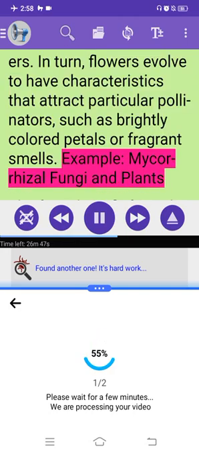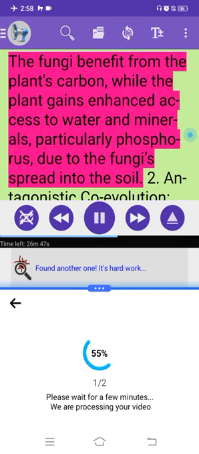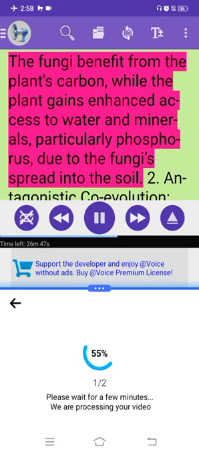Example, mycorrhizal fungi in plants. The fungi benefit from the plant's carbon, while the plant gains enhanced access to water and minerals, particularly phosphorus, due to the fungi's spread into the soil.